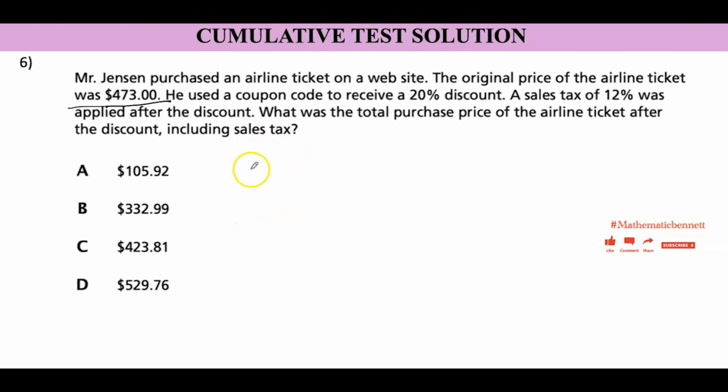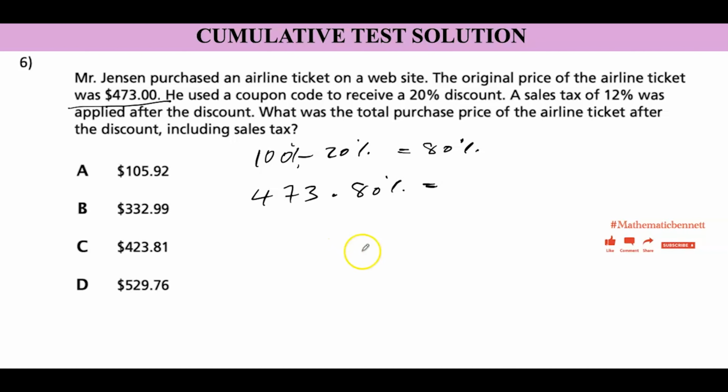We had a 20% discount, so we need to take off 20% of that 100%. So you only paid 80% of the cost. Let us see what is 80% of 473. That would be $378.40. This is how much you would pay after the discount.